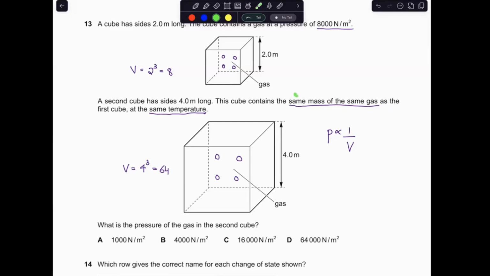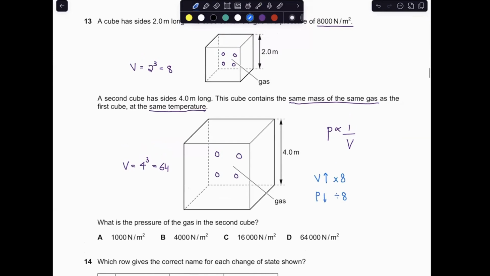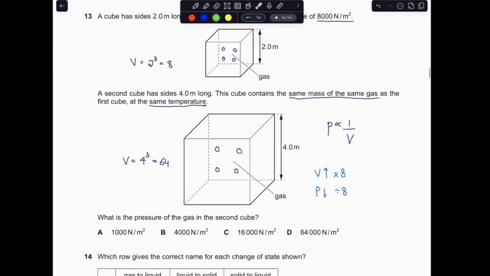So there are 2 ways to do this. We can do it directly. P is inversely proportional to V. Mathematically, what that means is that if any of these quantities increases by a certain factor, the other one will decrease by the same factor. So for example, we know that the volume is going up by a factor of 8, meaning it's getting multiplied by 8. That means the pressure will get divided by 8. So the original pressure is 8,000. If you divide that by 8, the new pressure is going to come out to be 1,000. And that's the answer.